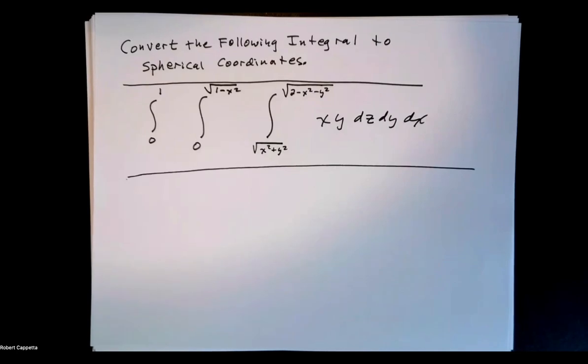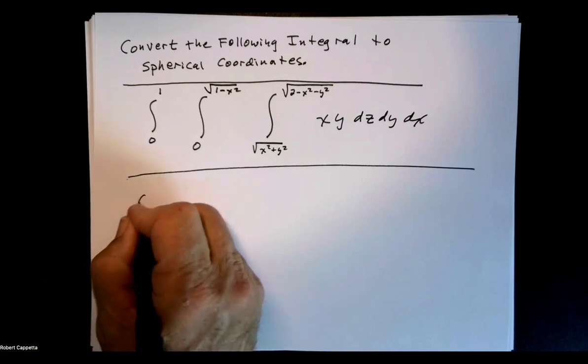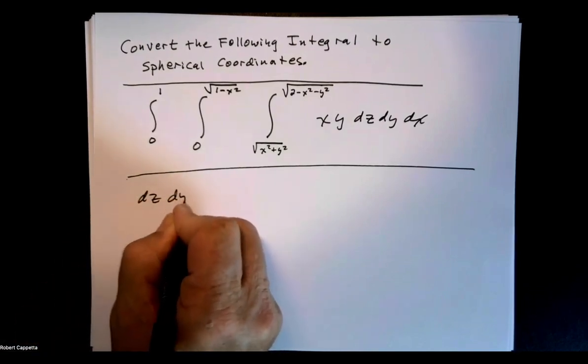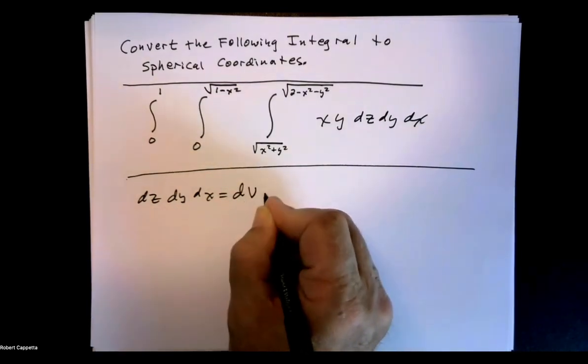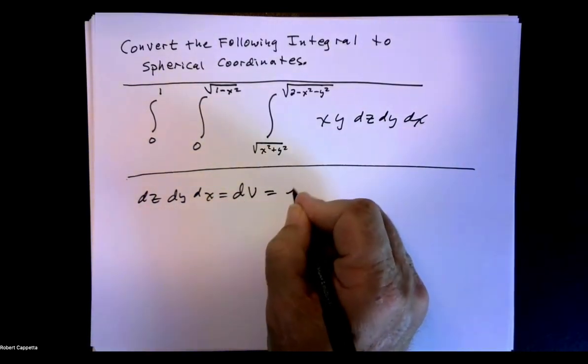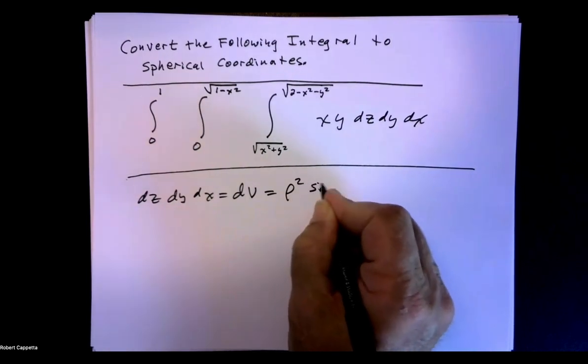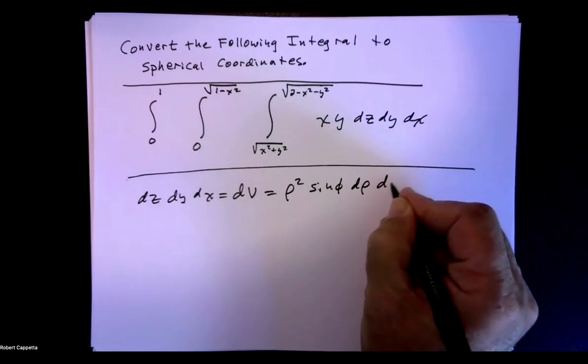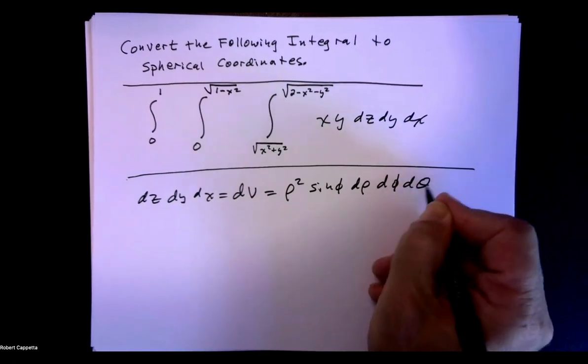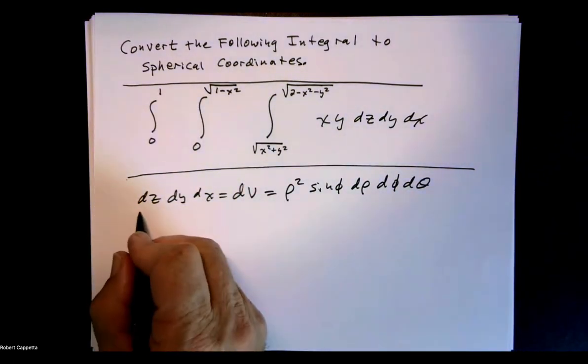So our assignment here is to convert the following integral to spherical coordinates. I do not plan to actually evaluate the integral, just go ahead and do the conversions. So let's first look at dz, dy, dx. We know that's dV, and in spherical coordinates, it's rho squared sine phi d rho d phi d theta. So we'll start with that.